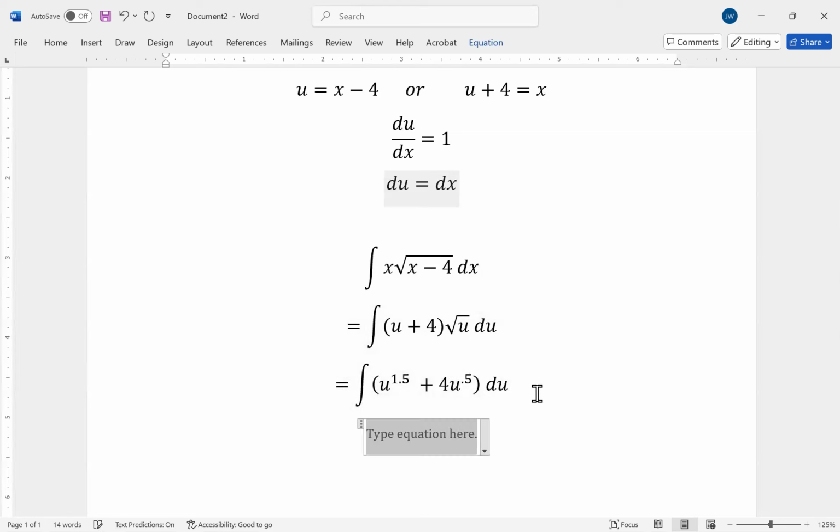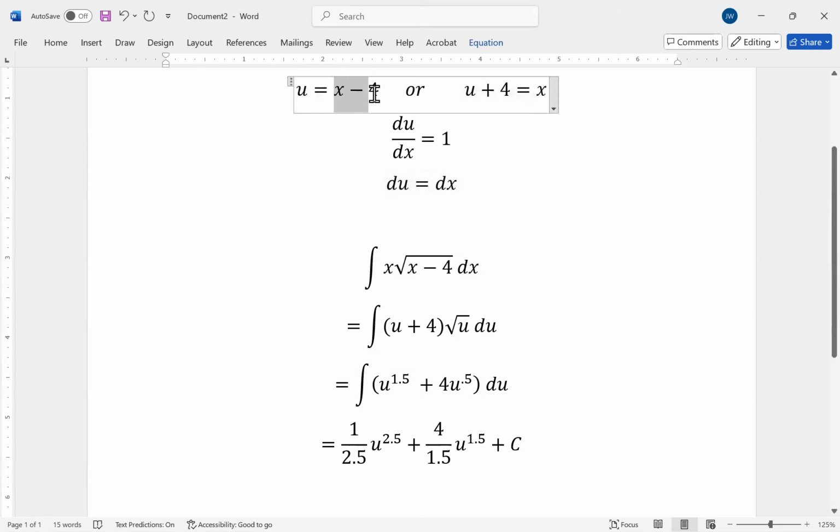And now I'm ready to integrate, because each of these two terms individually is pretty easy to integrate. I go u to the 2.5 power times coefficient of 1 over 2.5, plus u to the 1.5 power times coefficient of 4 divided by 1.5, and then plus c. So again, remember u here is x minus 4.